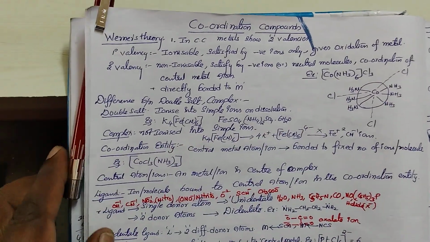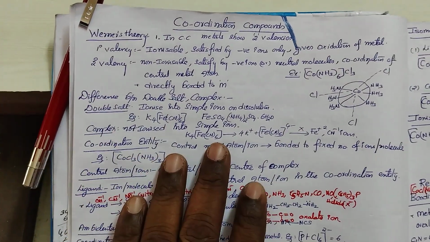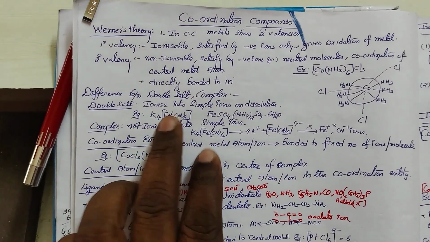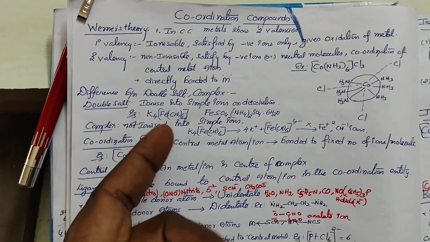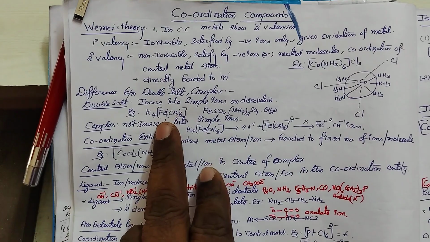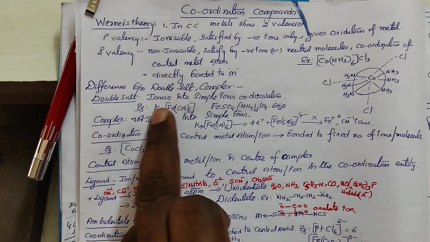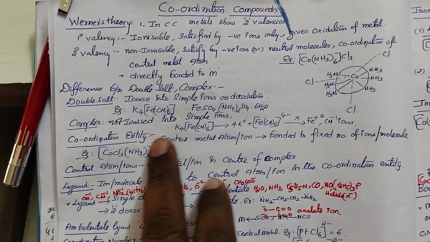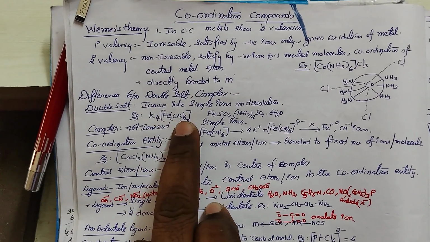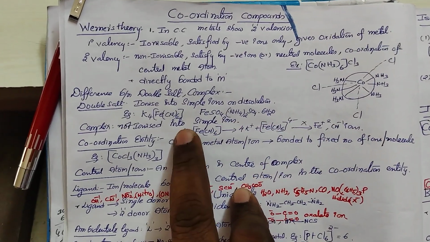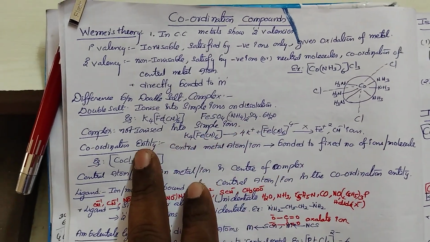Next, the difference between double salt and complex. A double salt is a salt produced from 2 or more simple salts. If you dissolve a double salt in water, it will ionize into simple ions on dissociation. For example, ferrous ammonium sulfate and potash alum.